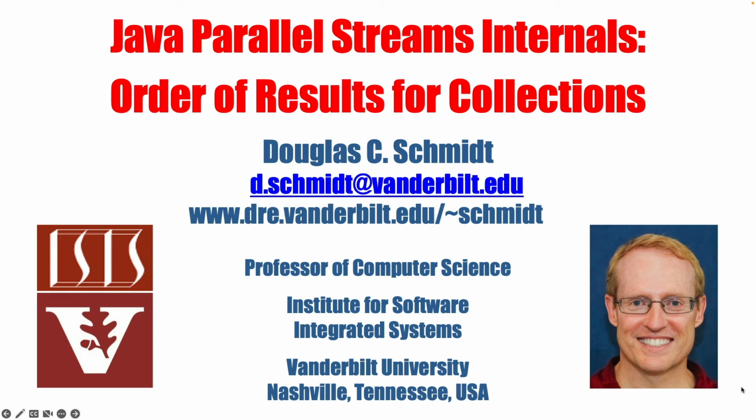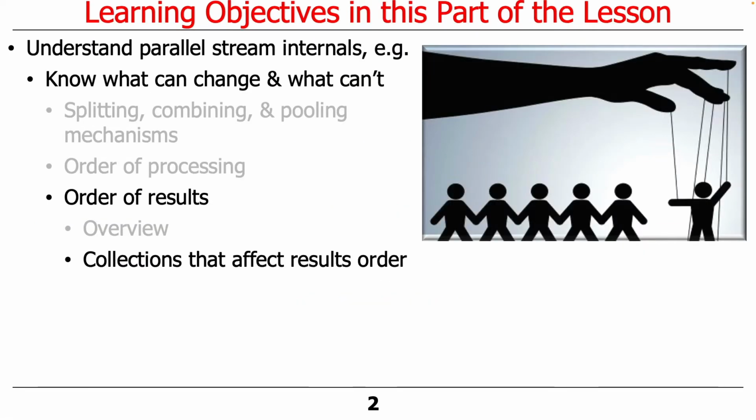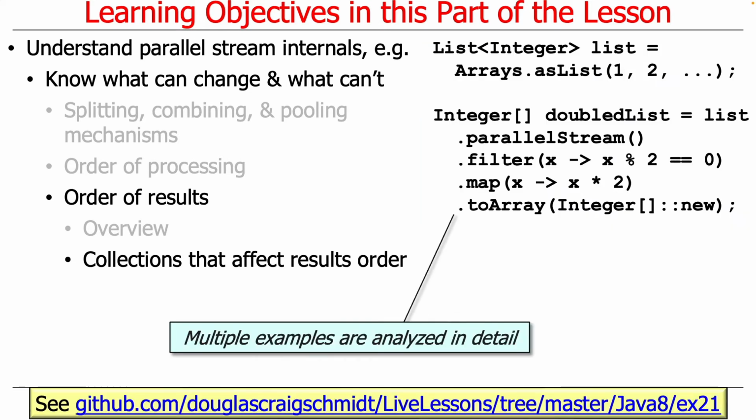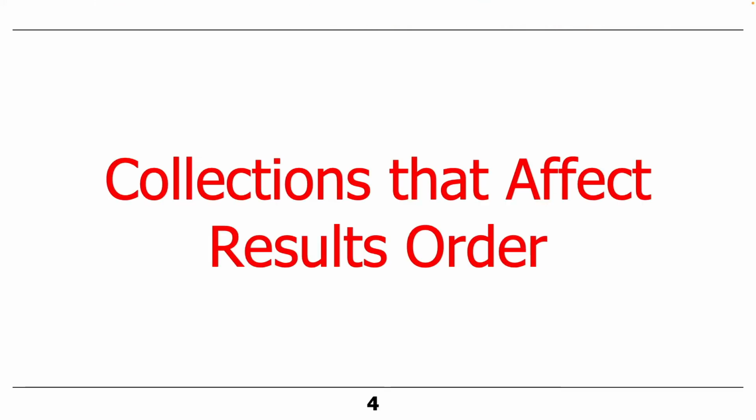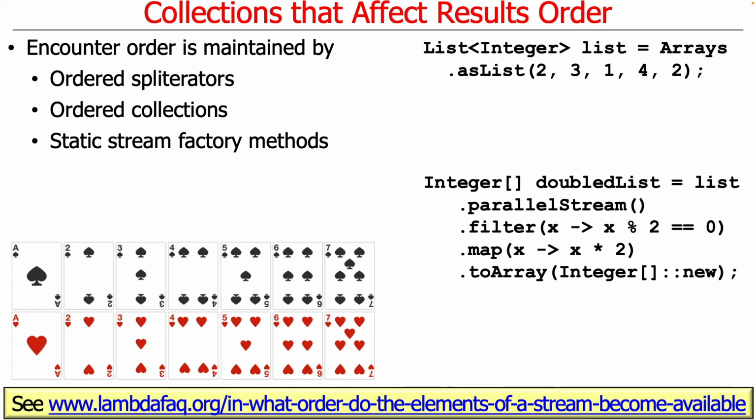So we're going to start our discussion of ordering by looking at the ordering of results for Java collections. And you'll see that the choice of collection you make has an effect on the order in which results will be presented once the stream is finished running. And we'll take a look at a bunch of different examples. You can find all of these examples in my EX21 project, in my Java 8 folder, in my Live Lessons repository. So let's talk about how collections matter when it comes to order.